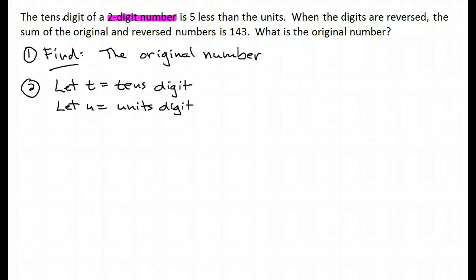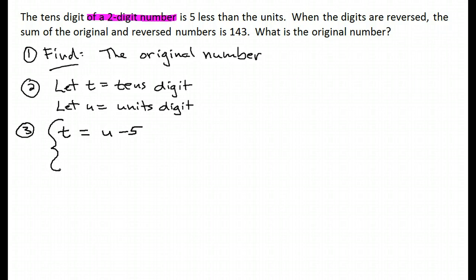Now, it says the tens digit of a two-digit number. That prepositional phrase, of a two-digit number, just tells you that you've got a two-digit number instead of like a three-digit or a four-digit. The two-digit number isn't actually part of the statement. You can leave that out and just say to yourself, the tens digit is 5 less than the units. So my first equation is the tens digit is 5 less than the units. Okay, so that's the first equation.